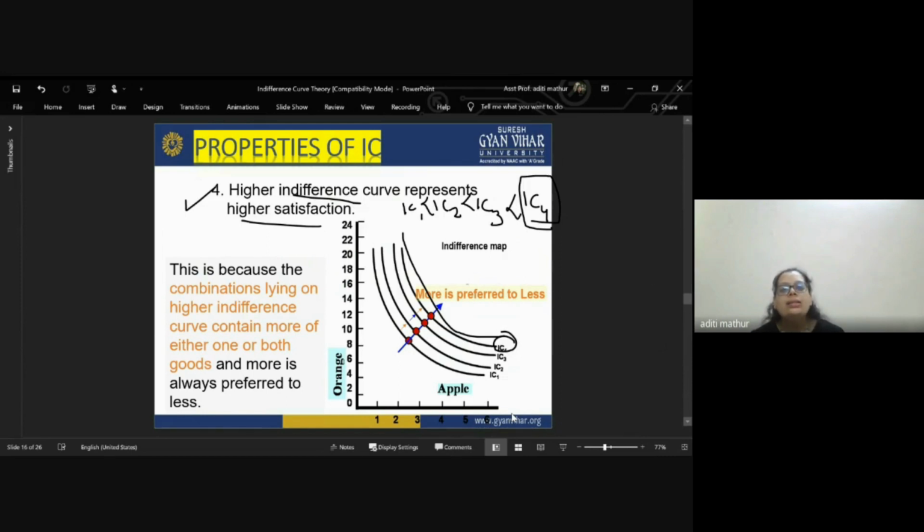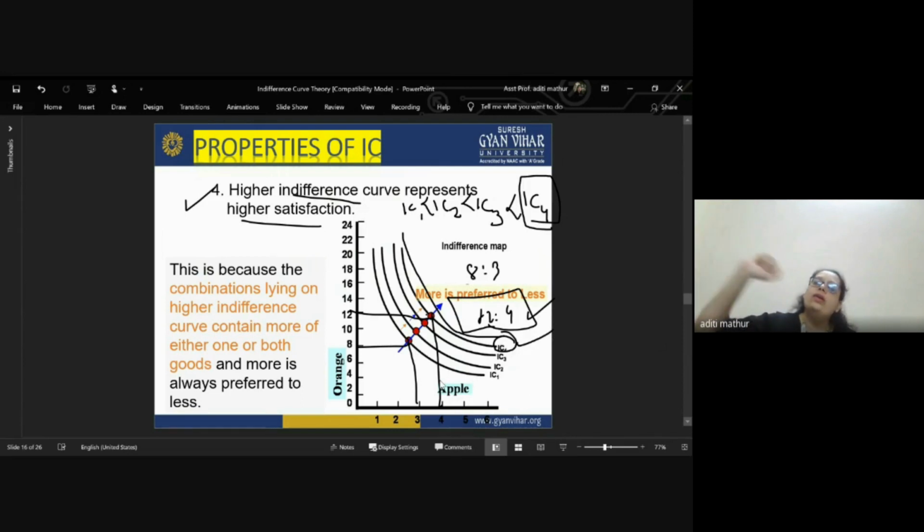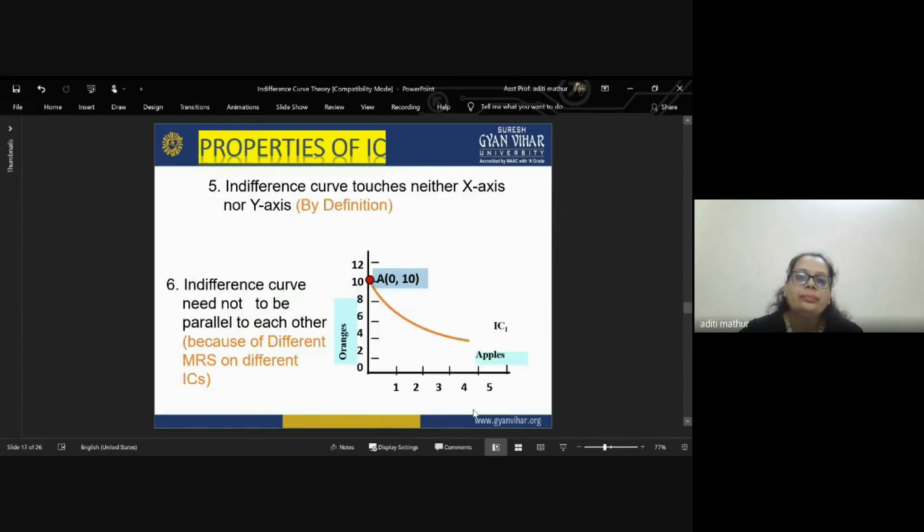This is because the combination lying on the higher indifference curve contains more of either one or two, that is always preferred over the less. So you can just see it by yourself. Let's take this point, 8 is to 3, and this one, 12 is to 4. Definitely 12 is to 4 is more. So it is higher, and it will give you a higher level of satisfaction.